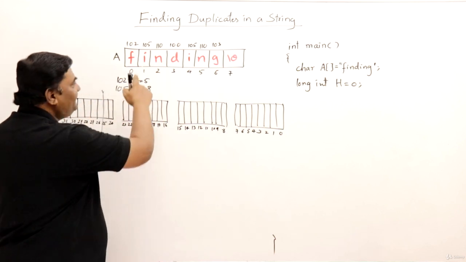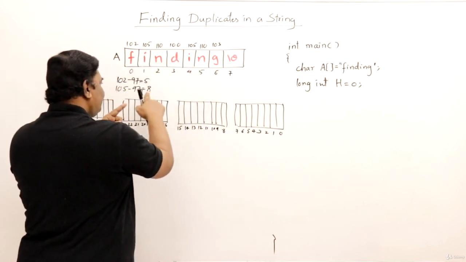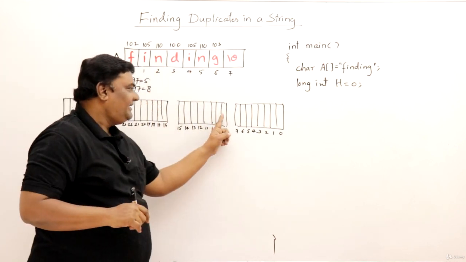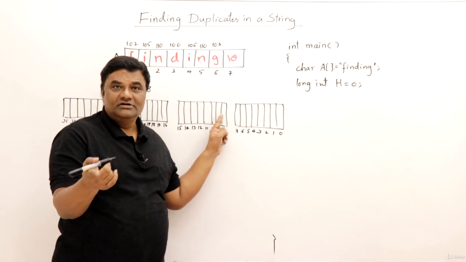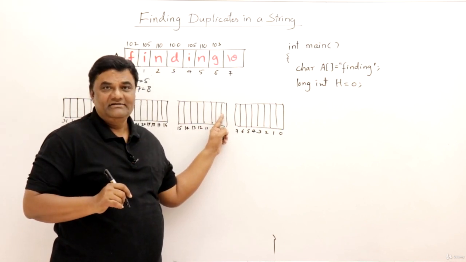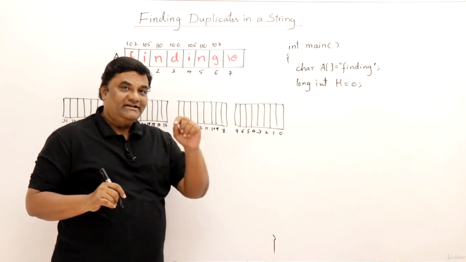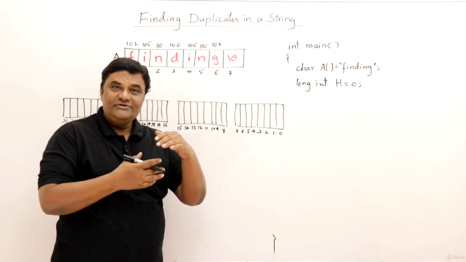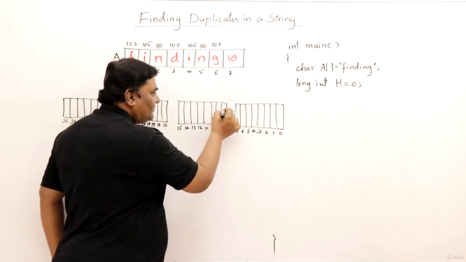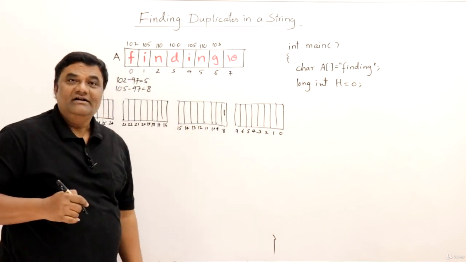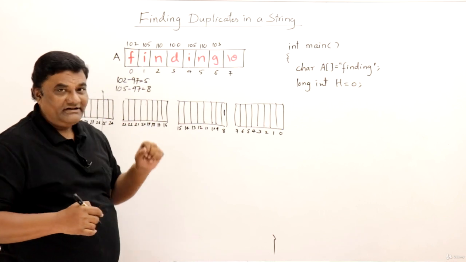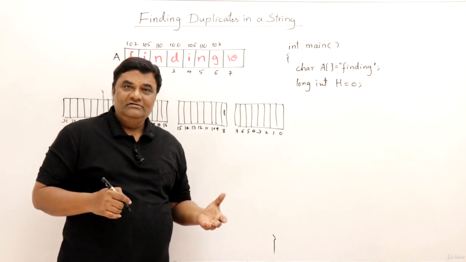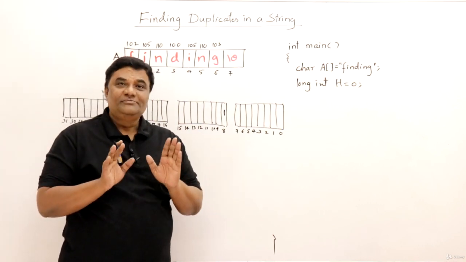Next time when we come to this i, again it is 8, so we go and check the 8th bit. It's already on, so i is duplicated. Before setting a bit on, we check whether it's already on or not. How do we check that? By performing masking, ANDing. If it is already on, then we say it's a duplicate.